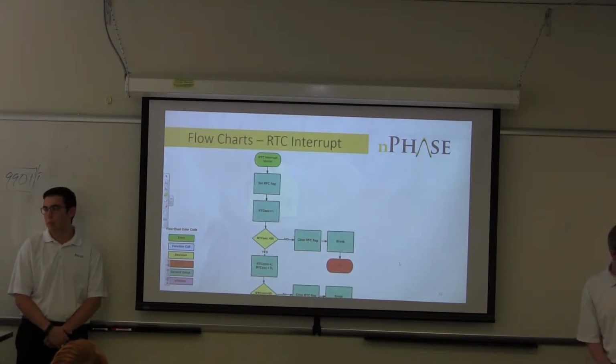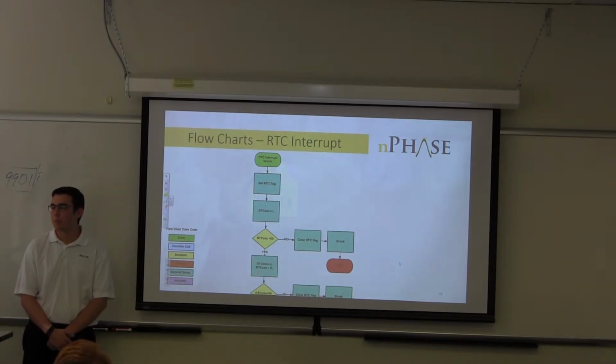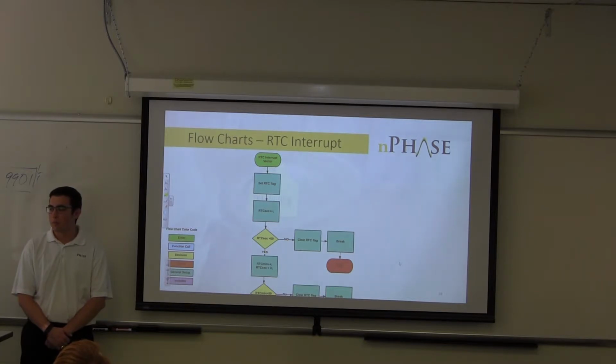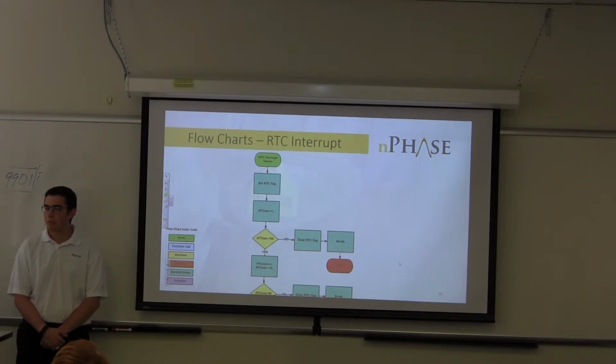All right, so here we have our RTC interrupts. This is the RTC interrupt vector, and when the RTC interrupt goes off every second, it sets the RTC flag and increments the RTC second variable counter, and it then checks to see if this has gone up to 60 or not. If it hasn't, then it's going to clear that flag, break out, and then it'll be interrupted again, and it will check again. So if it has, we're going to increment the RTC minute variable counter and set the RTC seconds back to 0.